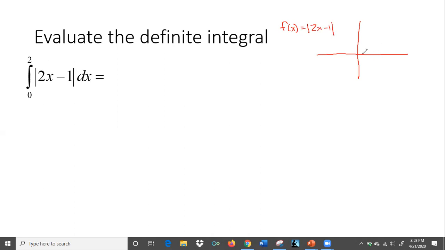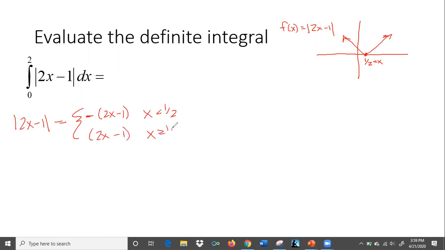So our function here is actually going to look something like this. This is a rough sketch, but it's going to be something like that, where this value is going to be x equals 1/2. That's where we have a shift from two different functions. Again, the absolute value of 2x minus 1 is really negative 2x minus 1 when x is less than 1/2, and it's going to be positive 2x minus 1 when x is greater than or equal to 1/2.